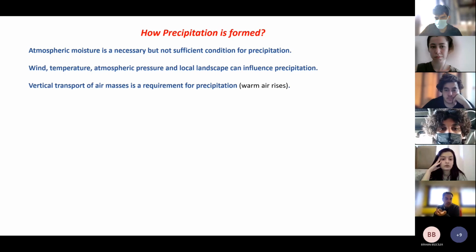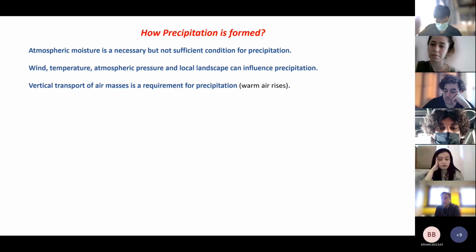It could be, for example, drizzle, or for example, sleet, and its intensity. Okay, precipitation amount, precipitation type, and precipitation intensity can vary based on temperature, wind, pressure, and local landscape. We will discuss more today about those parameters.